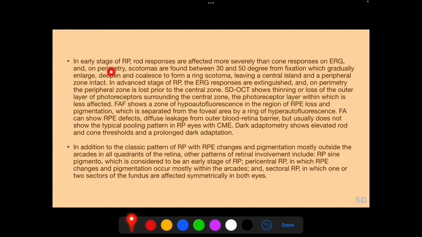In early stage RP, rod responses are affected more severely than cone responses on ERG, and on perimetry, scotomas are found between 30 and 50 degrees from fixation, and these scotomas gradually enlarge, deepen and coalesce to form a ring scotoma, leaving a central island and a peripheral zone intact.